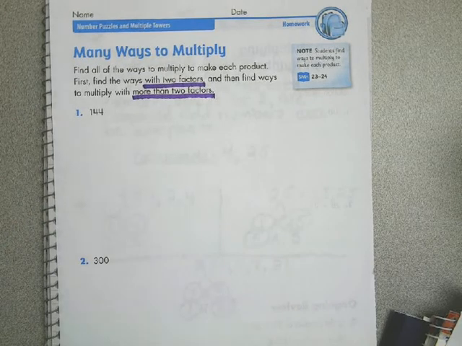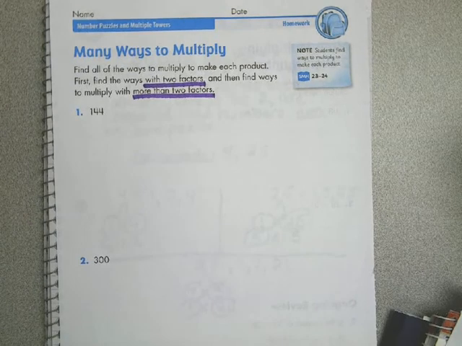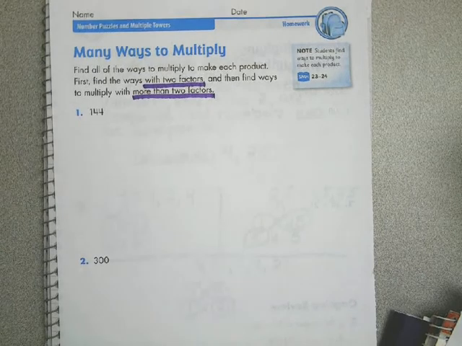So find all the ways to multiply to make each product. First, find the ways, underline this, with 2 factors. Then find ways to multiply with more than 2 factors. So, we have the number 144.